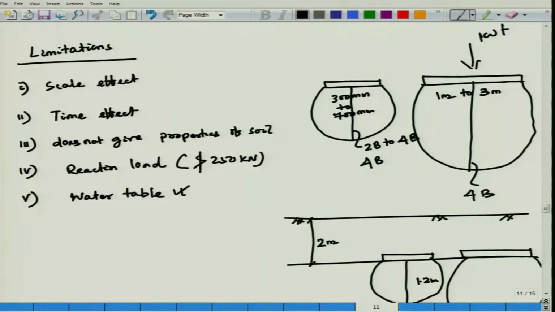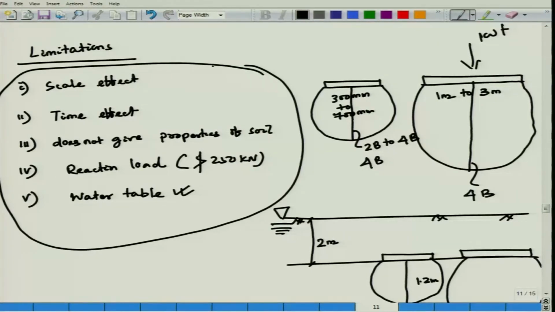Last one, most important, when there is a water table here, water table is here, what will happen? It will be very difficult to carry out your plate load test, and it is not going to reflect the actual value. That means once there is a water table, what will happen? Gamma will be gamma submerged, so bearing capacity will be half. So, how are you going to do it? You take out the water by means of pumping, then do your plate load test. These are all your important limitations of your plate load test.